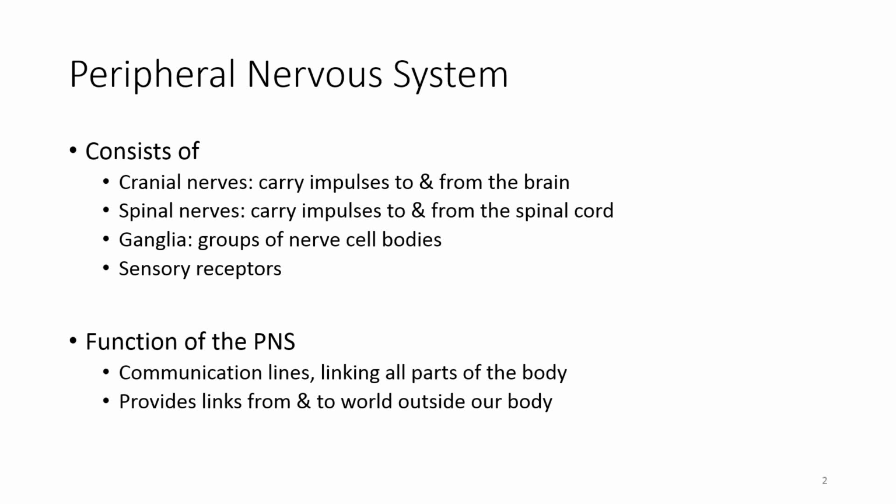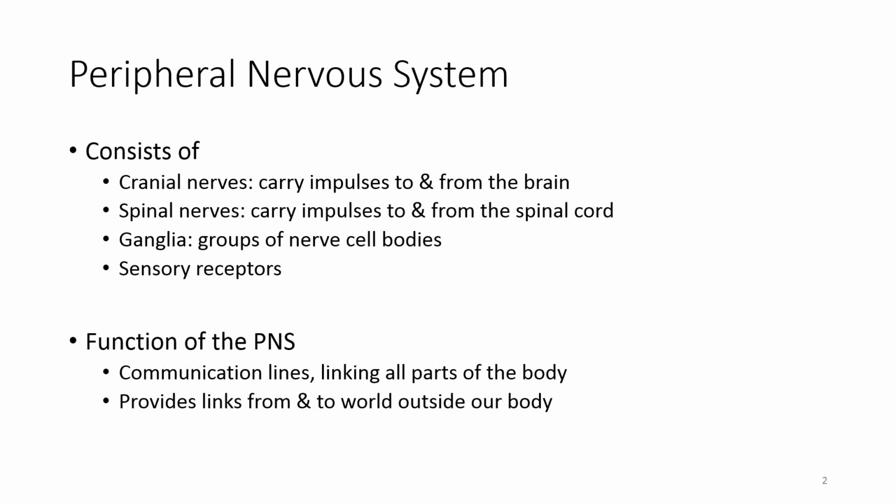Spinal nerves, which carry impulses to and from the spinal cord, and so those are going to include motor and sensory input. Ganglia, that's just a big fancy term for a swelling of a part of a cell, and that's where there are groups of cell bodies located, so it just looks kind of like a swelling on a nerve. And then we also have sensory receptors. So those are all parts of the peripheral nervous system.